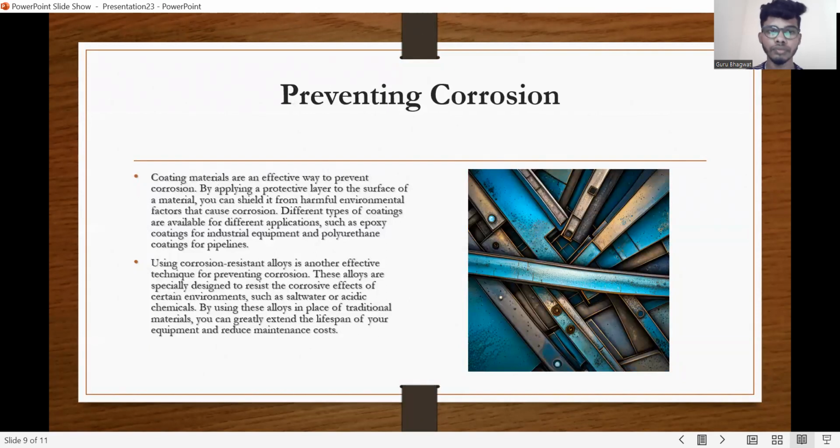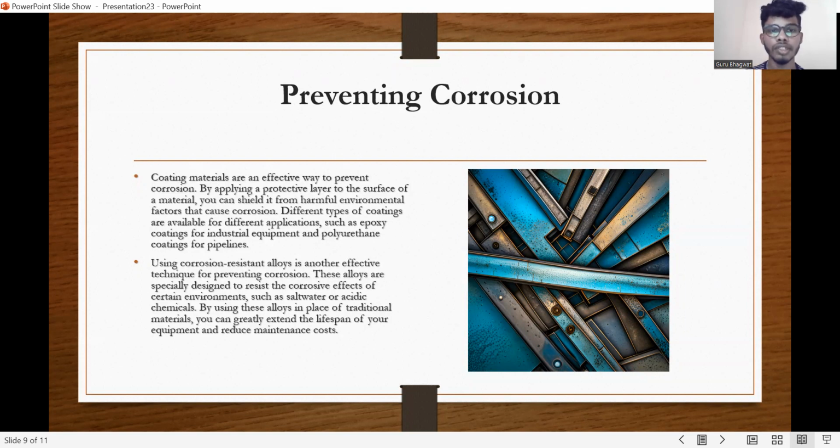Then, preventing corrosion: there are different methods to prevent corrosion. Coating materials are an effective way to prevent corrosion. By applying a protective layer to the surfaces of the material, you can shield it from the harmful environmental factors that can cause corrosion. Different types of coating are available for different applications, such as epoxy coating for industrial equipment and polyethylene coating for pipelines.